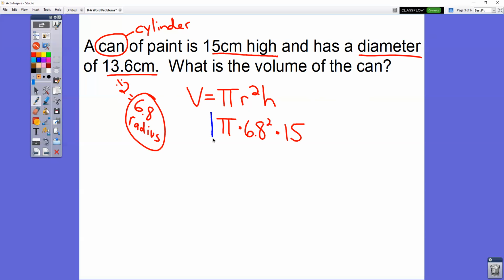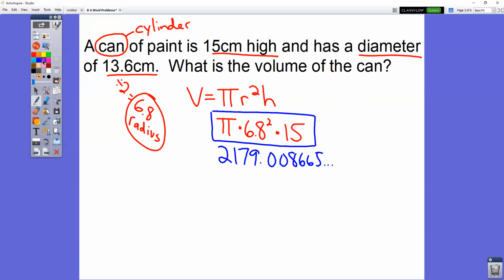Take all three of these terms, multiply them together if we're rounding to the nearest tenth in a problem. So pi times 6.8 squared times 15 gives you a big, long, ugly decimal of 2,179.008665, blah, blah, blah at the end. We are rounding our answer to the nearest tenth. The 0 is in the tenths place. We have to look at the number that's after it. That number after it is 4 or lower. So that 0 that I underlined is going to stay the same. So we have 2,179.0, or you could just write 2,179. Either answer would be acceptable.